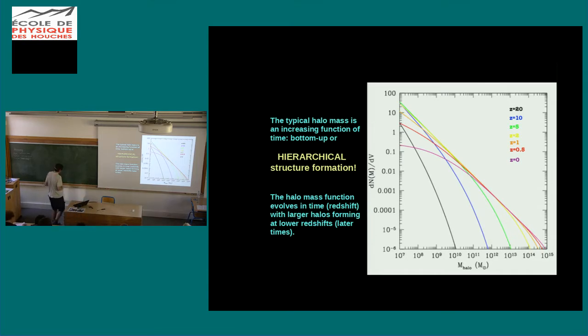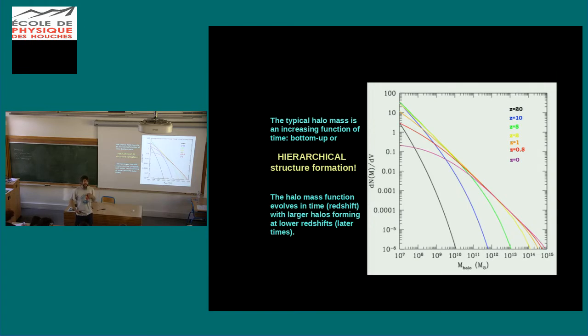This is because of this hierarchical build-up process. Essentially what happens, I'll show a merger tree later. You have these small halos that come into being. They feel each other's gravity and they merge together, forming more and more massive halos. And this is what we call hierarchical clustering.